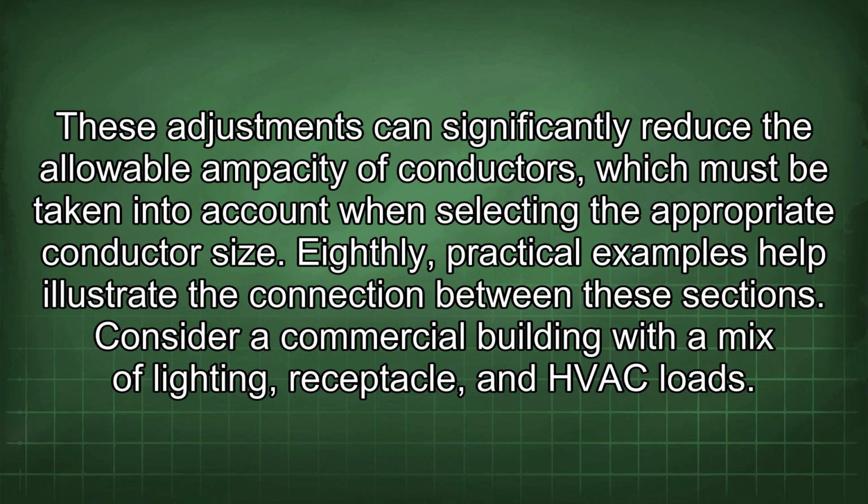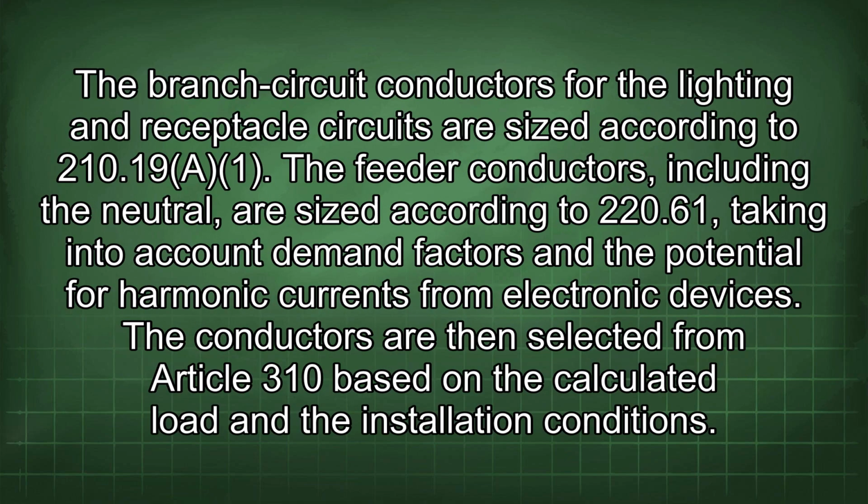Eighthly, practical examples help illustrate the connection between these sections. Consider a commercial building with a mix of lighting, receptacle, and HVAC loads. The branch circuit conductors for the lighting and receptacle circuits are sized according to 210.19(A) on. The feeder conductors, including the neutral, are sized according to 220.61, taking into account demand factors and the potential for harmonic currents from electronic devices. The conductors are then selected from Article 310 based on the calculated load and the installation conditions.